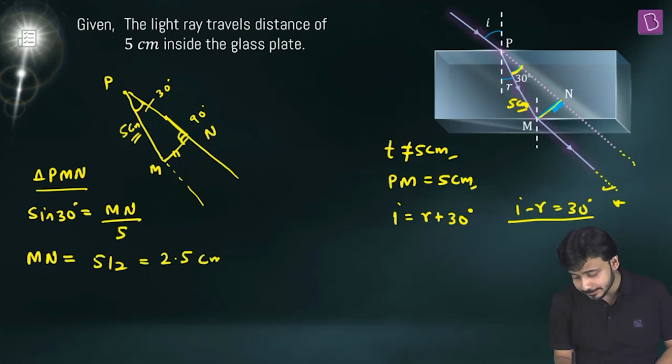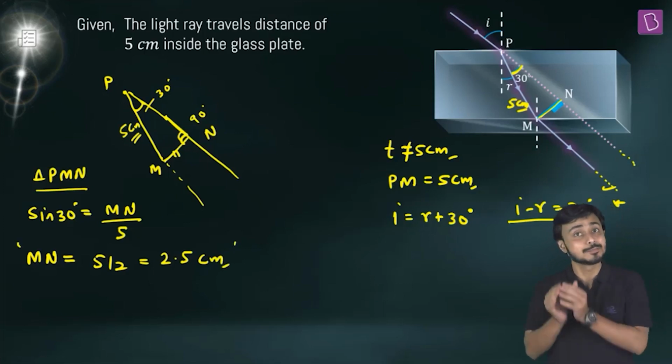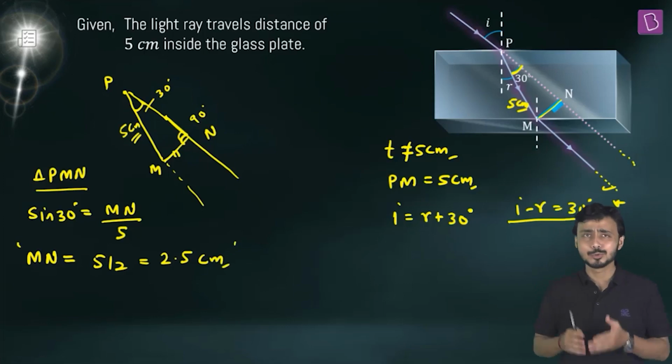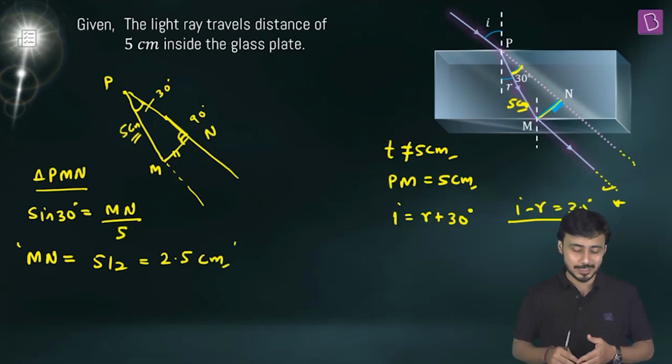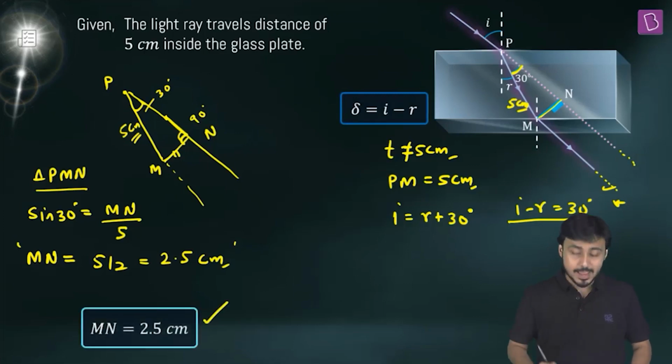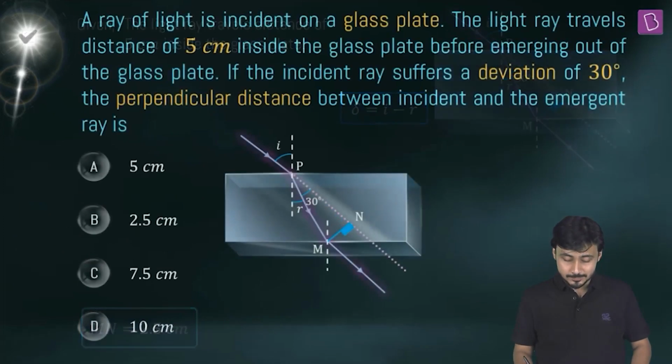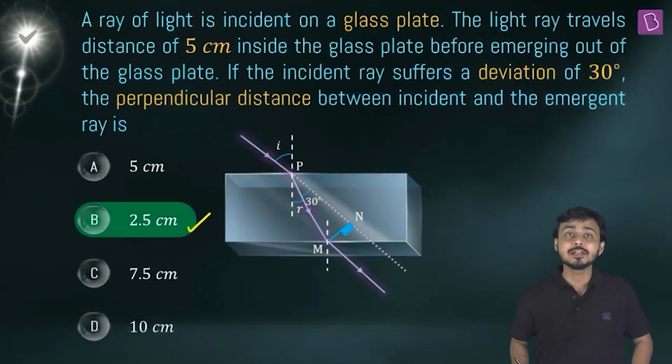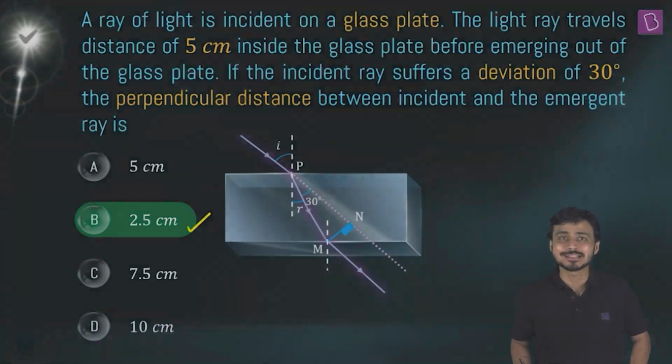Isn't it simple? So yes, formula is important, but common sense is more important. Here we do not at all need the formula. We just need to apply some logic, some geometry, and we are done with the problem. So the answer to this problem is MN is equal to 2.5 centimeter. Let's look into the options. Option B will be the correct option in this case.